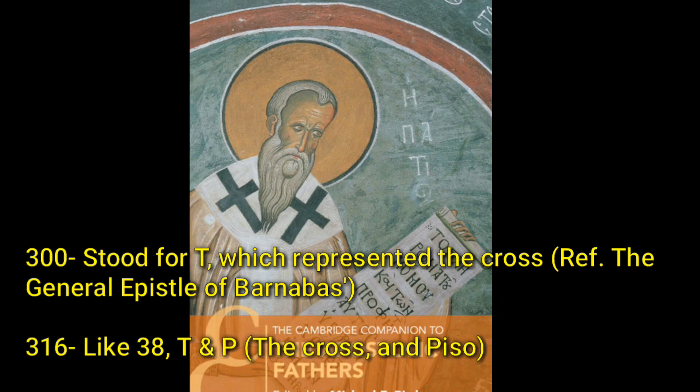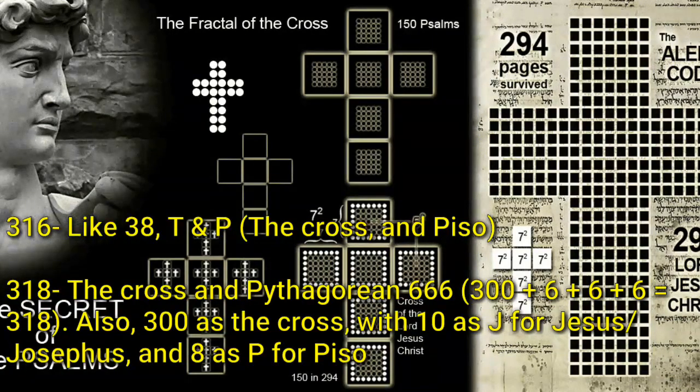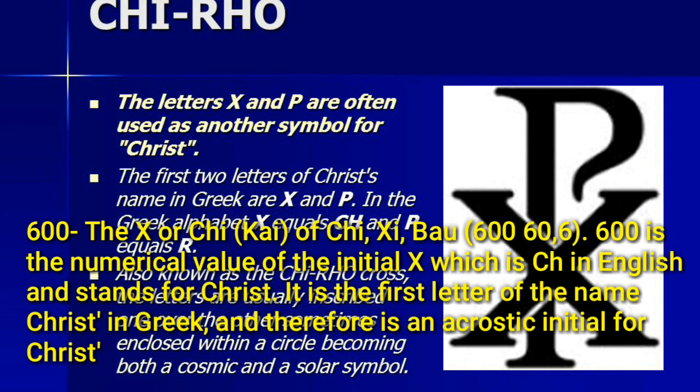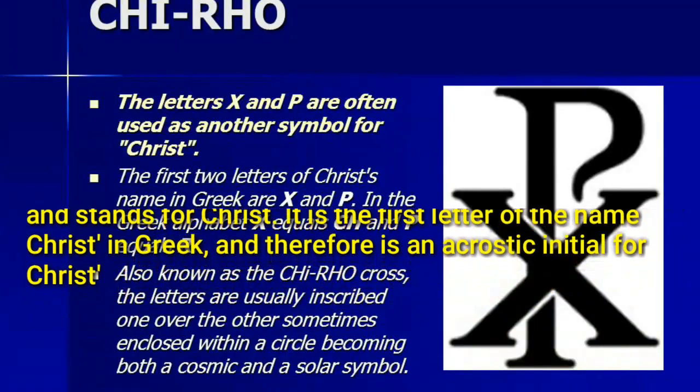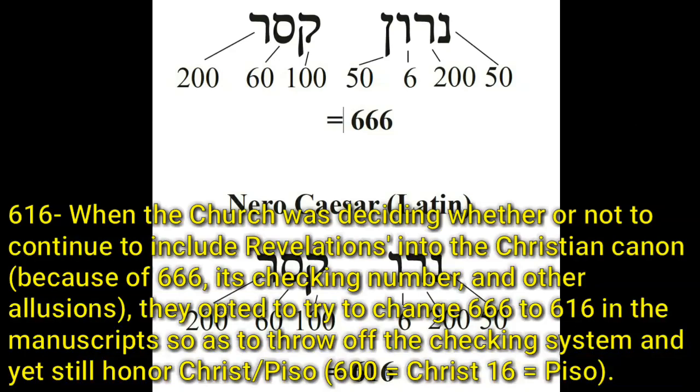The General Epistle of Barnabas 318, like 38, T and P, the cross, and Piso. 318, the cross, and Pythagorean 666: 300 plus 6 plus 6 plus 6 equals 318. Also, 300 is the cross, with 10 as J for Jesus Josephus, and 8 as P for Piso. 600 is the chi, chi, xi, stigma, 666. 600 is the numerical value of the initial chi, which is CH in English and stands for Christ. It is the first letter of the name Christ in Greek, and therefore is an acrostic initial for Christ.